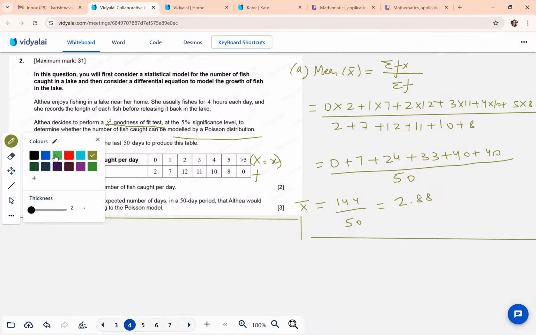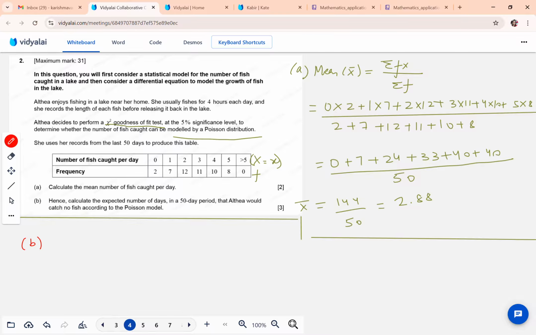For part B, they are saying, hence, calculate the expected number of days in a 50-day period that Althea would catch no fish according to the Poisson model. So here x will follow the Poisson model with lambda that we have already found in part A, our mean, that is 2.88. Here we are required to find probability x equal to 0.